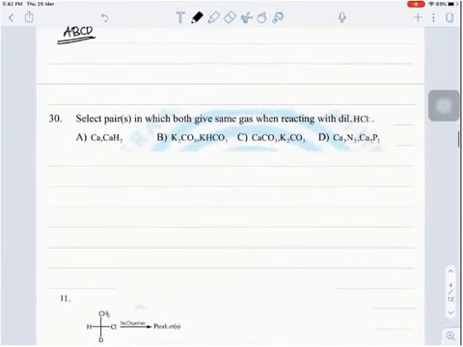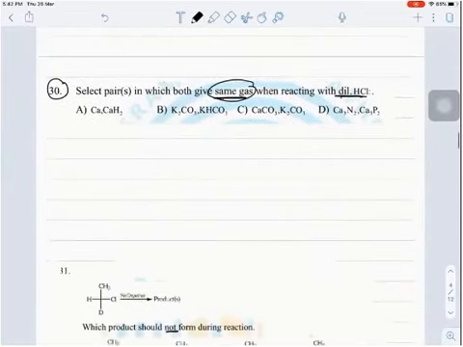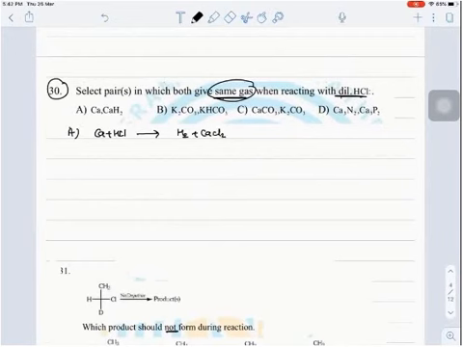Next, question number 30. Some compounds are given. It is asked which pair of compounds will give the same gas on reaction with dilute HCl. In the first, calcium is reacted with HCl. Calcium is an active metal, reacts with HCl, liberates hydrogen gas and gives CaCl2. And calcium hydride, an ionic hydride, H minus reacts with H plus to give H2, and it also gives CaCl2. So calcium and calcium hydride will give H2.